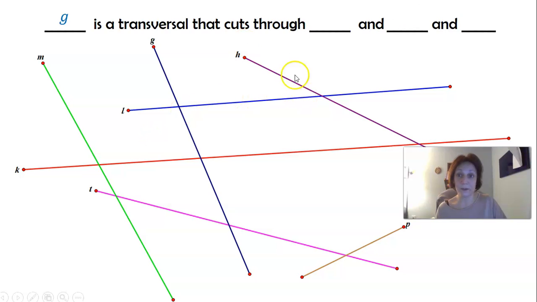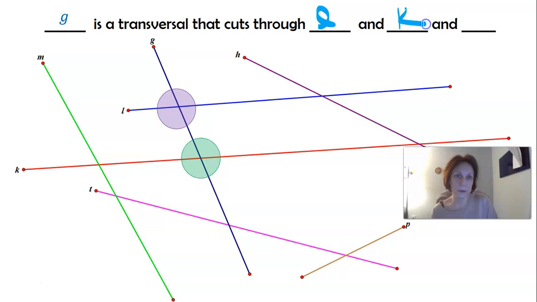All right. So here we go. G, let's follow it. Boom. Cuts through L. Creates a cluster of angles. Keep following it. Boom. Cuts through K and creates a cluster of angles. And then we can keep going. Boom. Cuts through T, creates another cluster of angles. Right? I want you to notice something here.